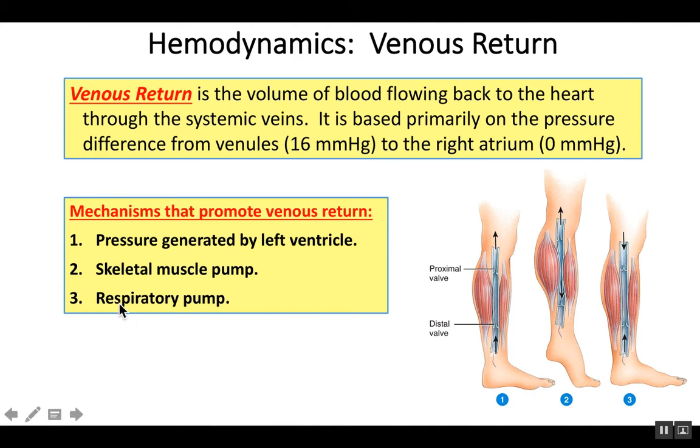And then finally, there's what's called the respiratory pump. This kind of has to do with pressure changes in your chest. And when you're breathing, the pressure changes within your chest squeeze on veins in your chest and can help force blood back into your right atrium. So this breathing helps to properly bring blood back up. So that's venous return. We want a nice venous return to get blood back up to your right atrium.